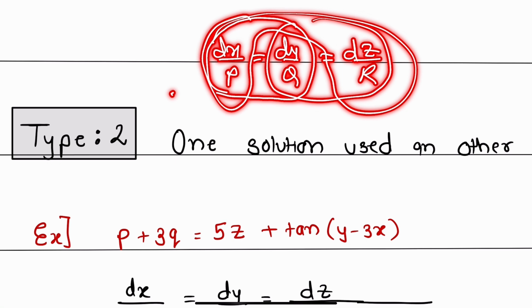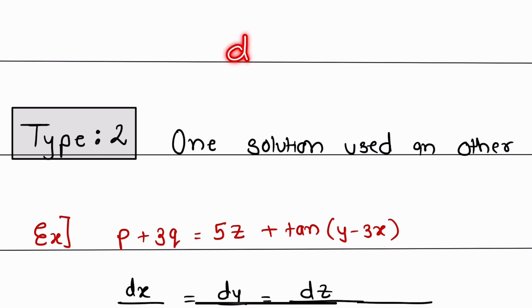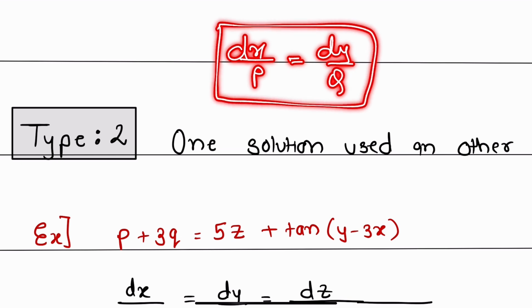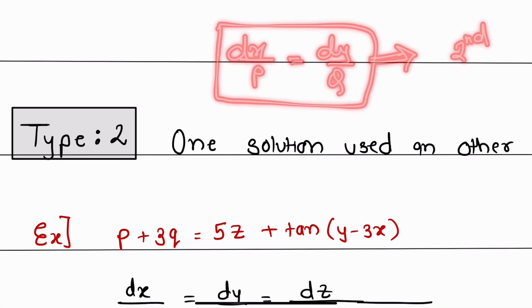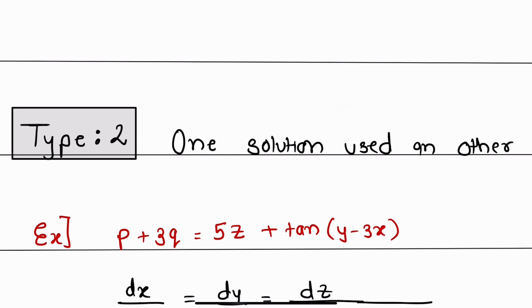In those cases, the solution that you found in one of the cases, like suppose you equated dx by p equals dy by q and found some answer, the solution that you get in this particular equation will be directly used to get the second solution. So let us see how it is done. That is type 2: one solution is used in another. How? Let us say we have an example.